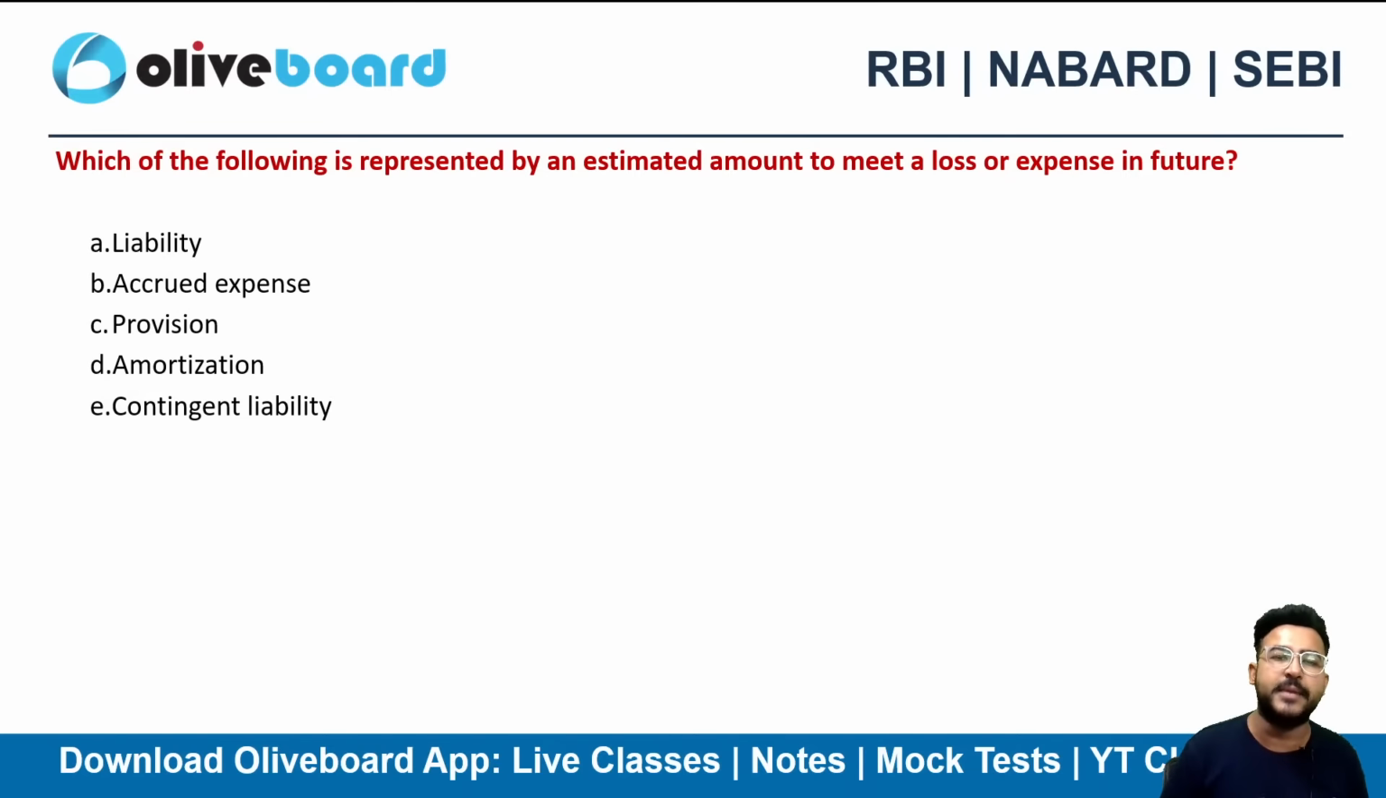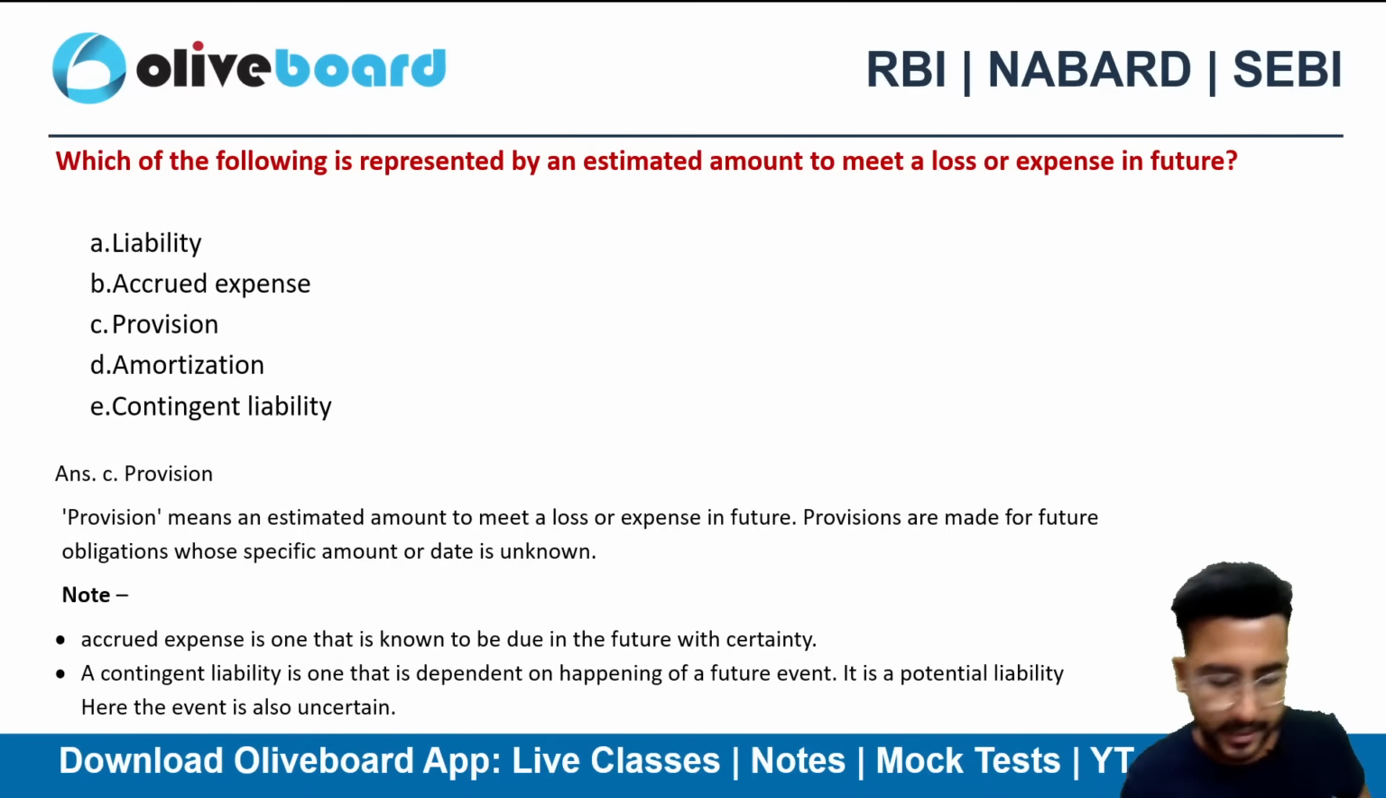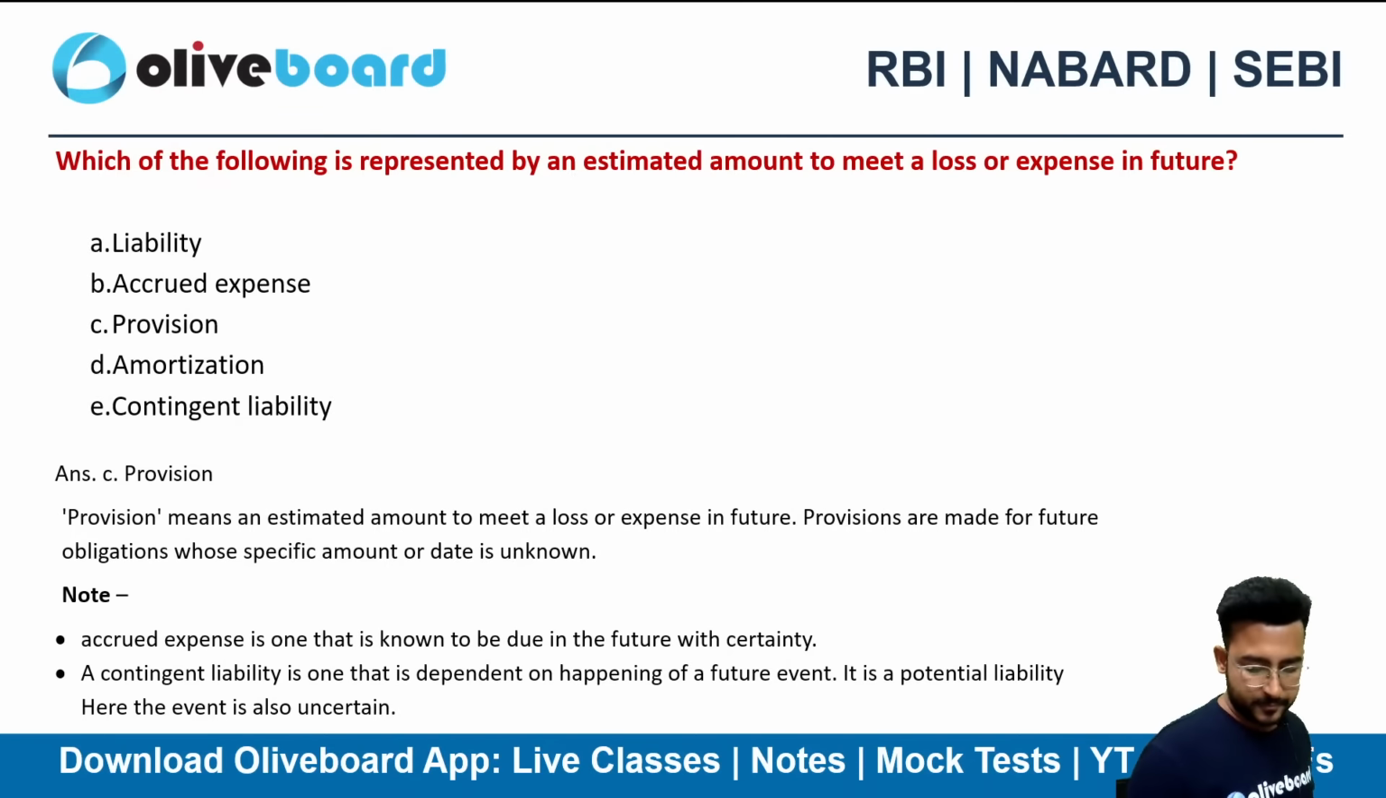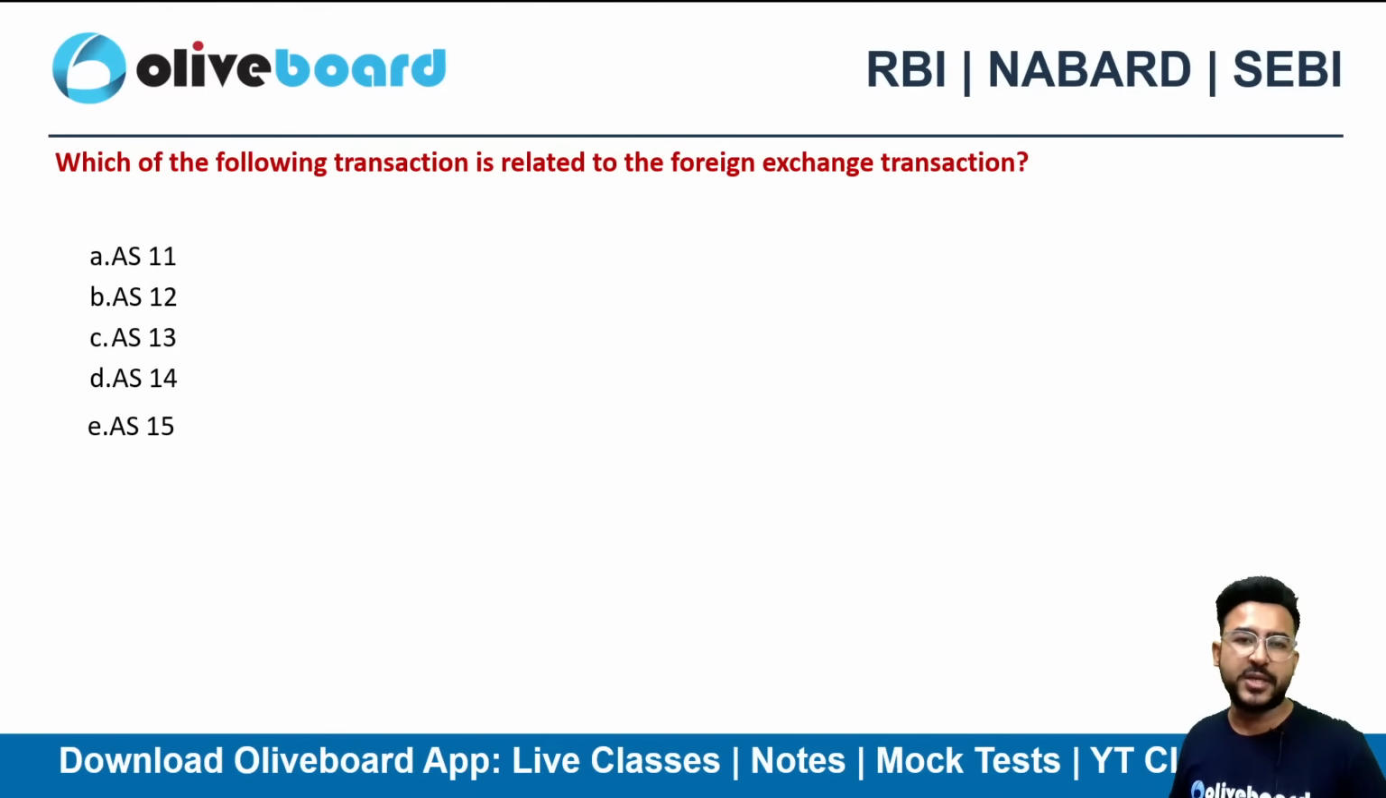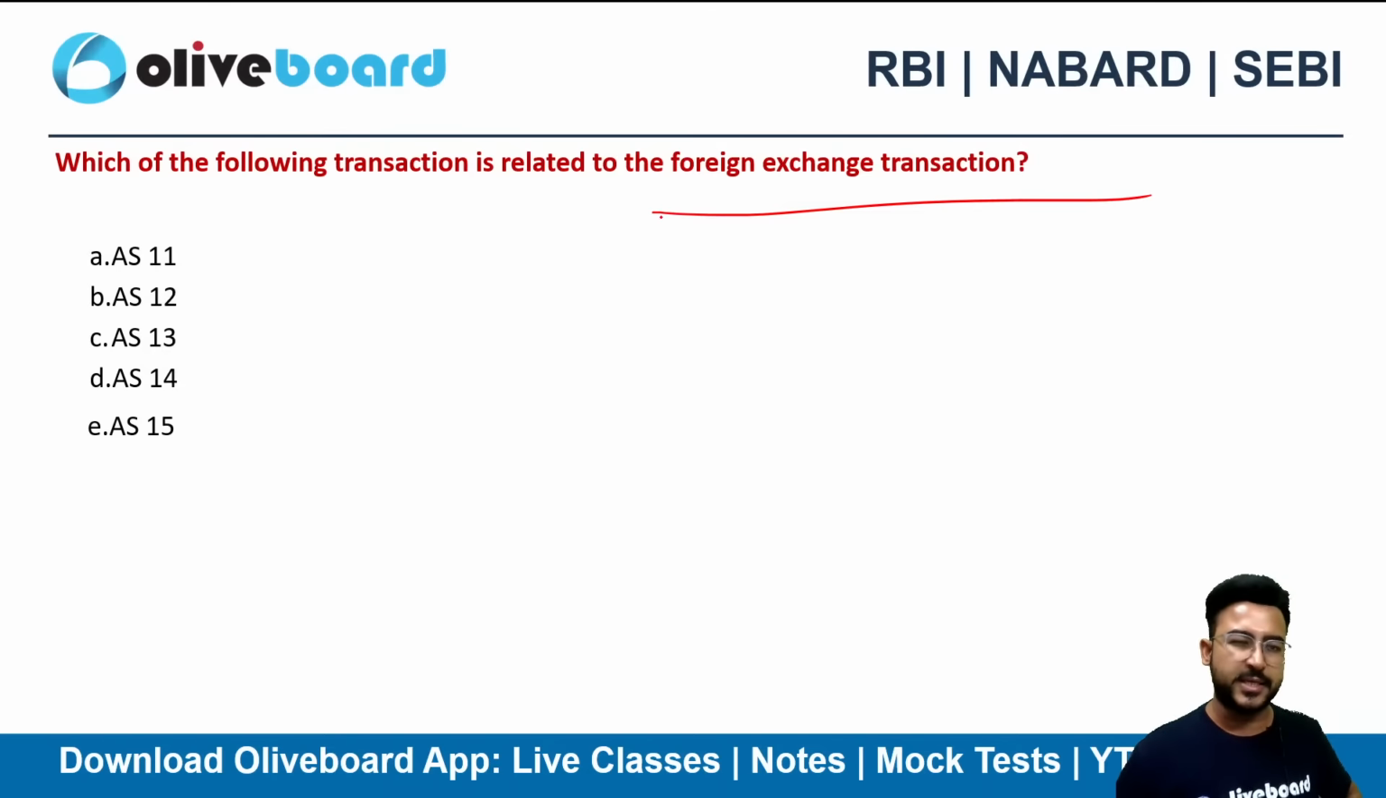Next one, which of the following is represented by an estimated amount to meet a loss or expense in the future? That's called a provision, right? That's called a provision, option C. Which of the following accounting standards is related to foreign exchange transactions basically?